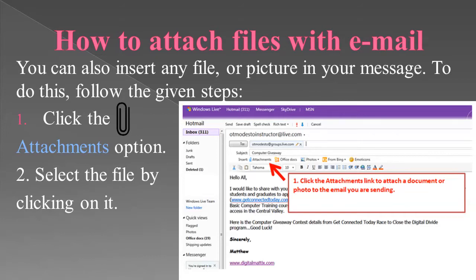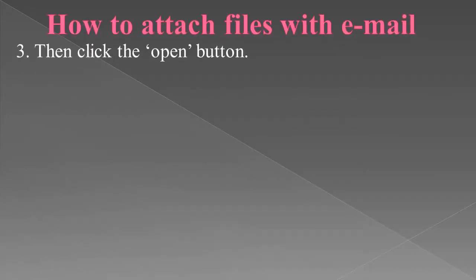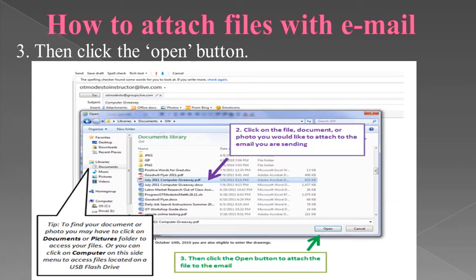Step number 2 is select the file by clicking on it. Well, browse the information on your computer by clicking on the folder that contains the file that you would like to attach. Then step number 3 is click the open button. Well, when you find the needed file, click on it and then click on open. This will start the process of attaching the file to your outgoing email message.